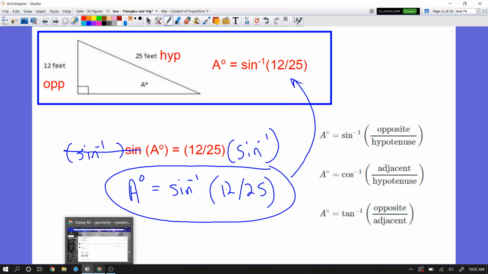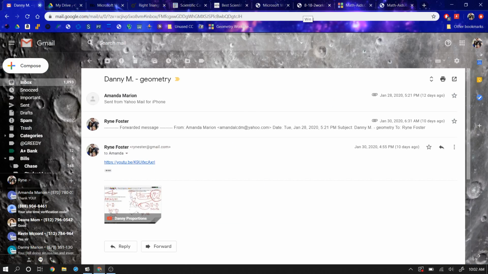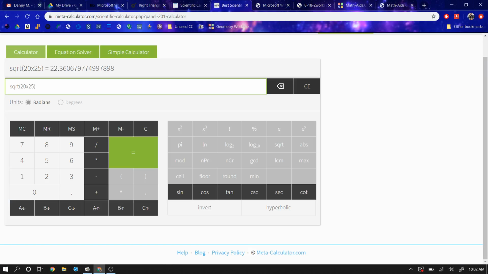So what does that look like whenever we type it into a calculator? That's what we're going to work on in just a moment. Let's go ahead and take a look. Let's see, best scientific calculator. Okay, so what we have here is I'm going to invert it. Inverse sine of 12 divided by 25.